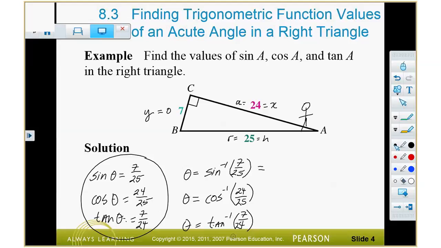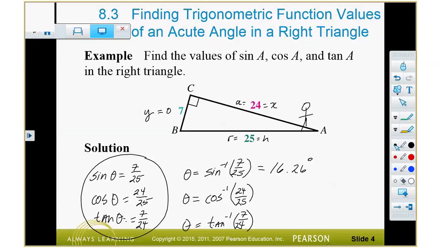And you make sure it's in degree mode. Mode. Go to mode. Make sure it's in degree mode. Okay. I thought it would be more like a 30. 16.26. Now that sounds better. 16.26 degrees.